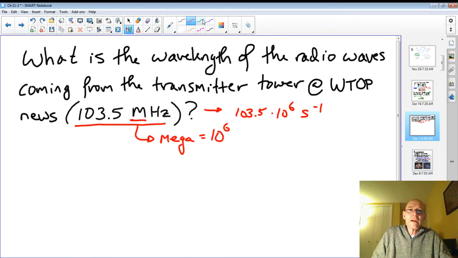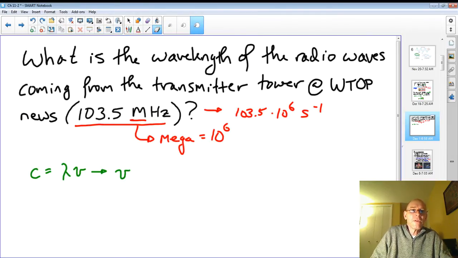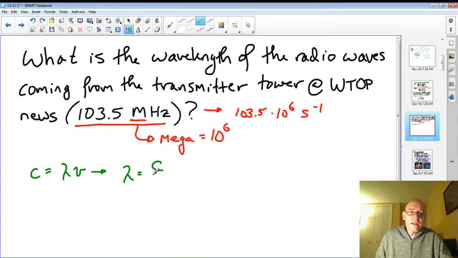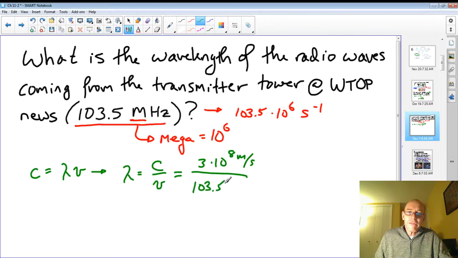So once again, we're going to start with the speed of light is equal to the wavelength times the frequency. I'm sorry, let's undo that. We're not solving for the frequency, we're solving for the wavelength. So the wavelength is equal to the speed of light divided by the frequency. Okay, so let's plug those numbers in. We know the speed of light is 3 times 10 to the 8th meters per second, and the frequency is 103.5 times 10 to the 6th cycles per second.